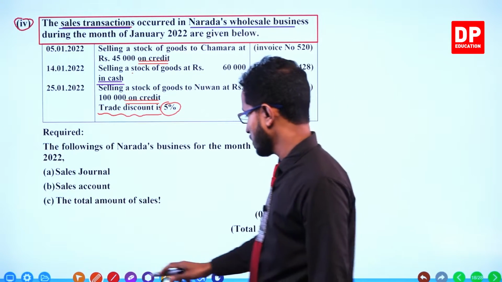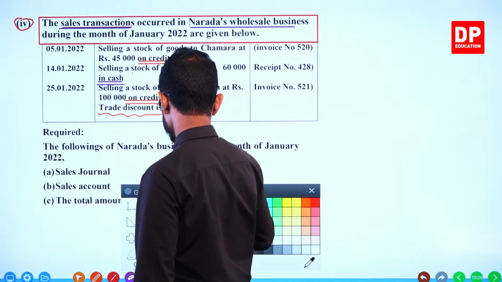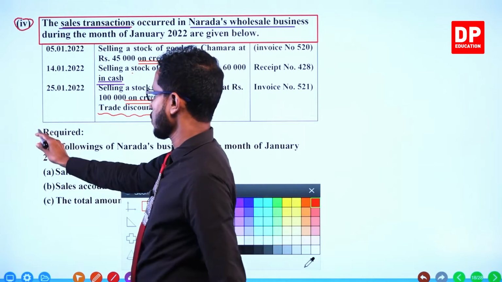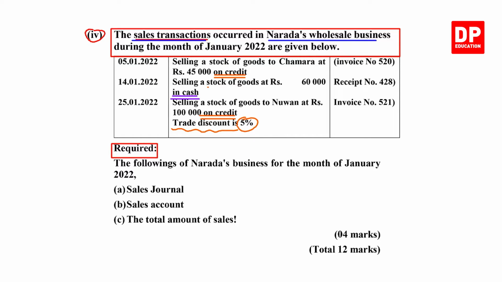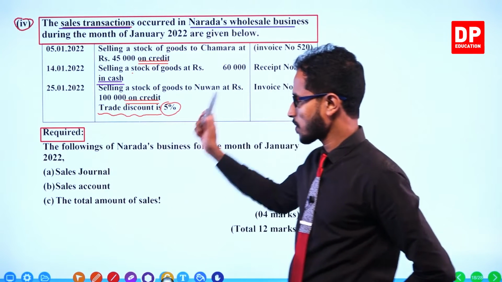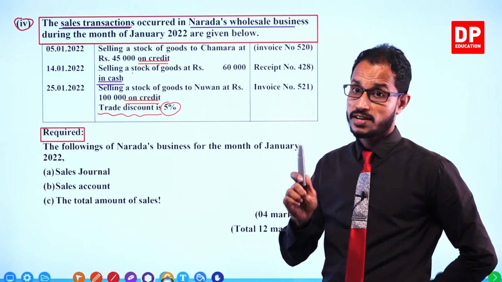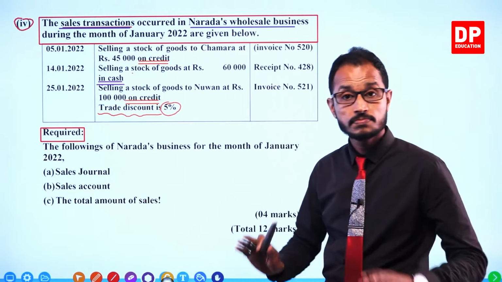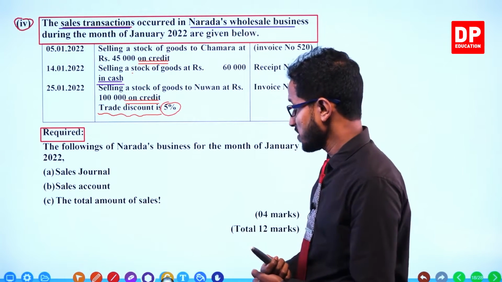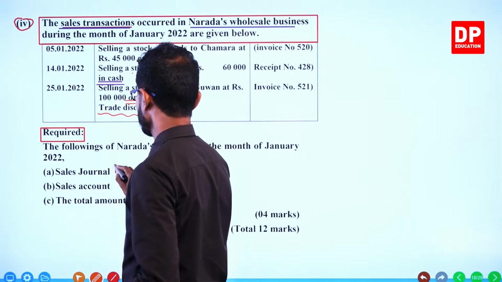Alright, what is required? The following of Narada's business for the month of January 2022: the sales journal, the sales account, and the total amount of sales. We have to draw the correct format for the sales journal. The sales account is a ledger account. The journal is the prime entry book.